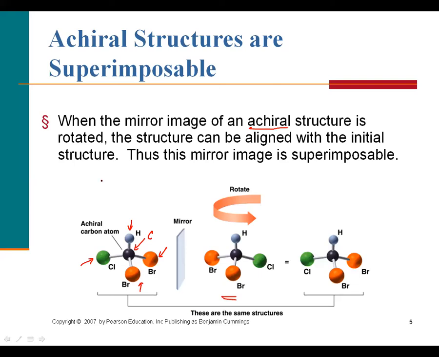So a chiral molecule has a chiral carbon that contains four different groups and has a mirror image that will not superimpose, while an achiral molecule will have two groups attached to the carbon that are the same, which gives it a mirror image that is superimposable. Any questions on that?